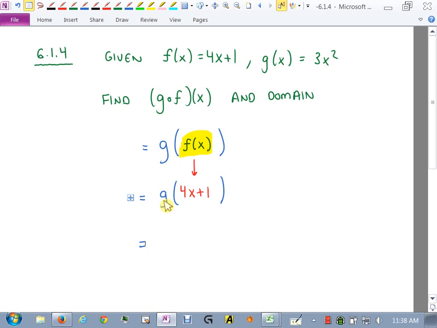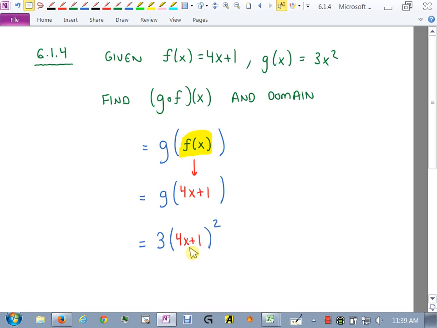So let me ask you, do I write the G or no? No? Okay. So 3, right? Is that what you said? 3, hold on, parentheses, 4x plus 1, squared. Now hold on, let me put this in red. So all I did was replace this x in G with what I was giving it, right? I was handing it this, so it's going to replace that x with this.